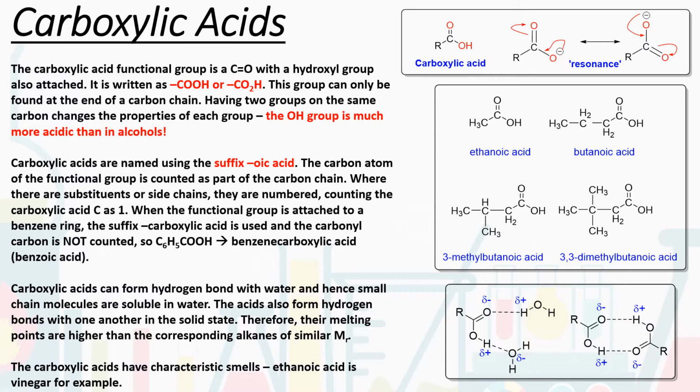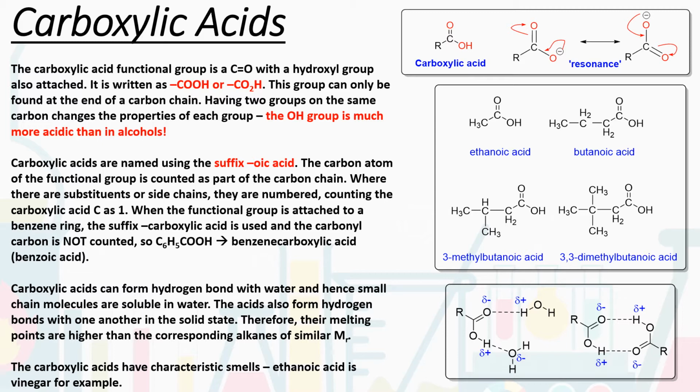Now, when the functional group is attached to a benzene ring, like we had with aldehydes, we name it slightly differently. Essentially, we name it as a derivative of benzene instead. And so the suffix carboxylic acid is used, and the carbonyl carbon now is not counted. So if we have a benzene ring and then a carboxylic acid group coming off one of the carbons of the benzene ring, that would be known as benzene carboxylic acid or benzoic acid.